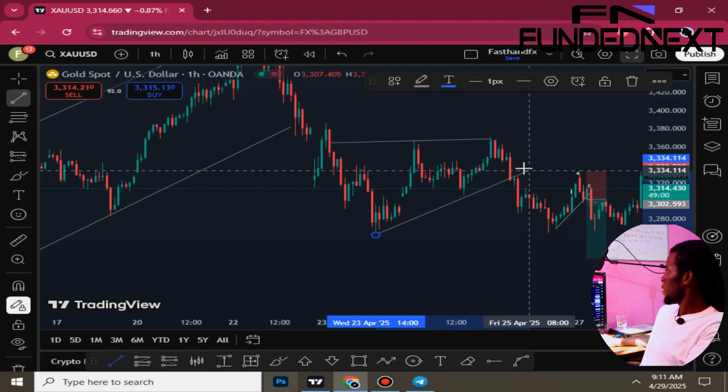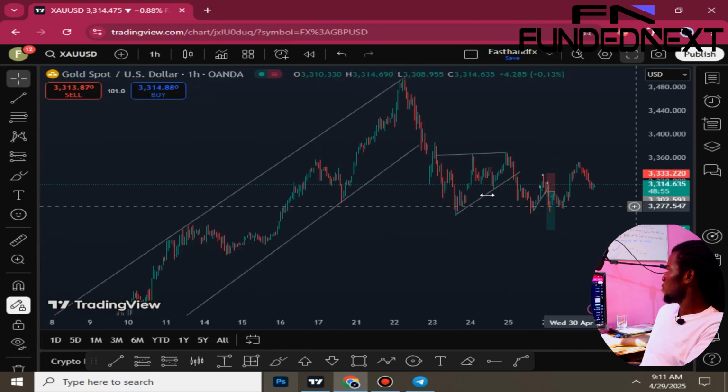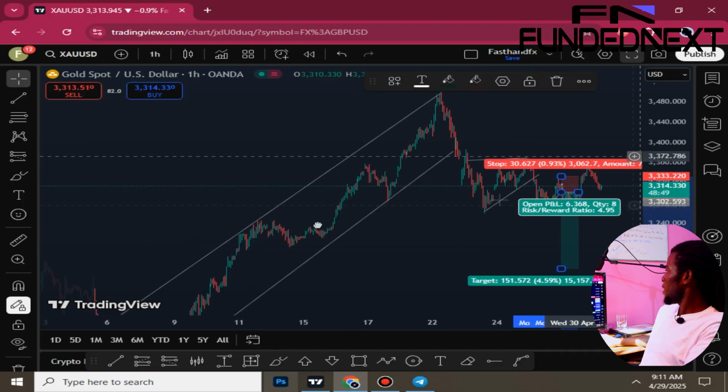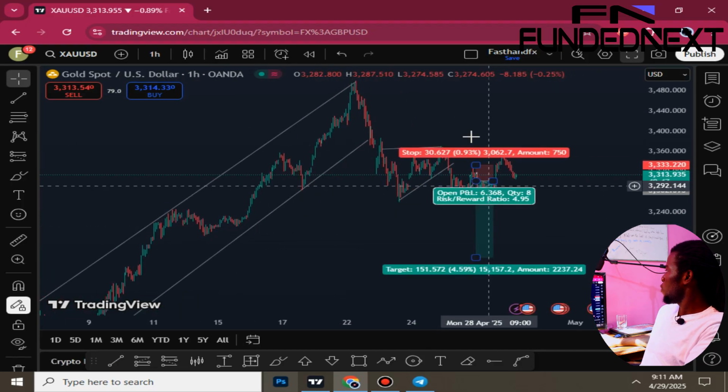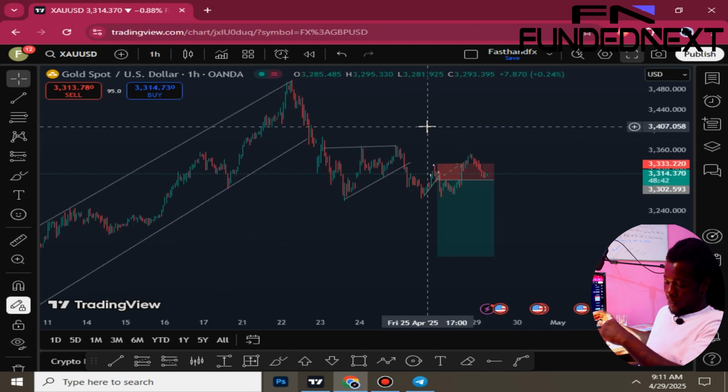I believe this is something like a symmetrical triangle that she did break out of, right? Let's just bring it right here. So that was my anticipation: take gold all the way down. One minute I was in profit, like I said before. Then the next minute gold started consolidating, and at the end of the day, she did take me out.